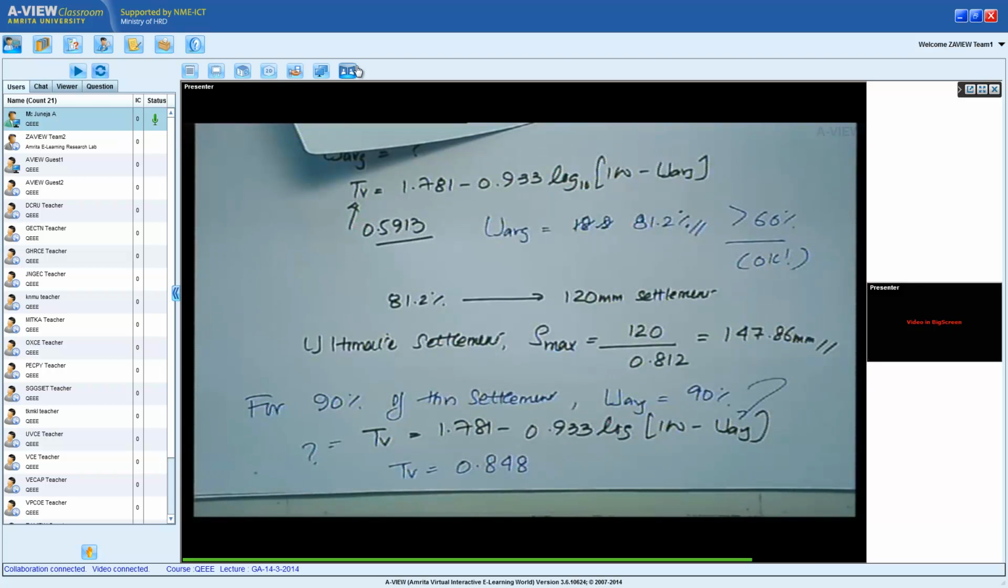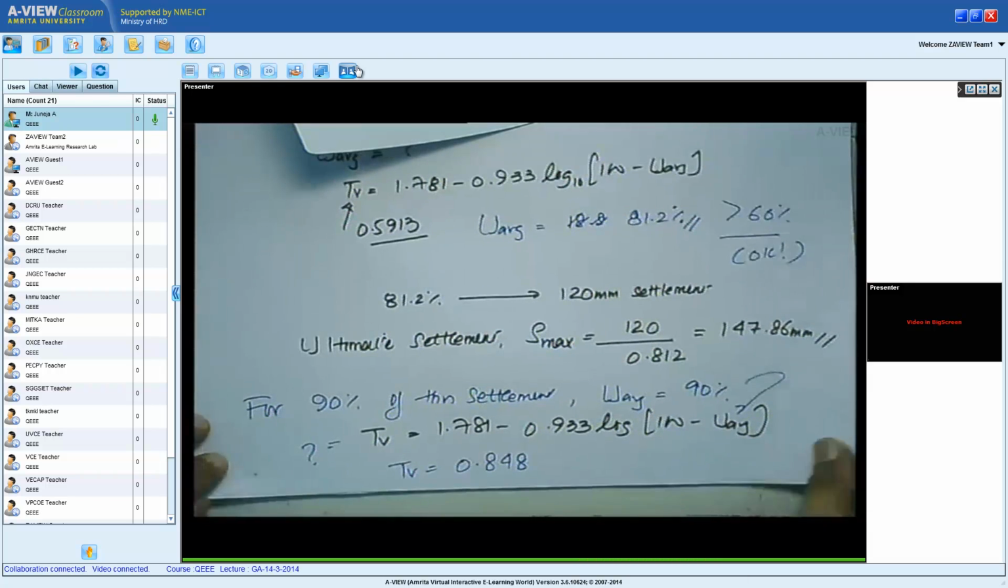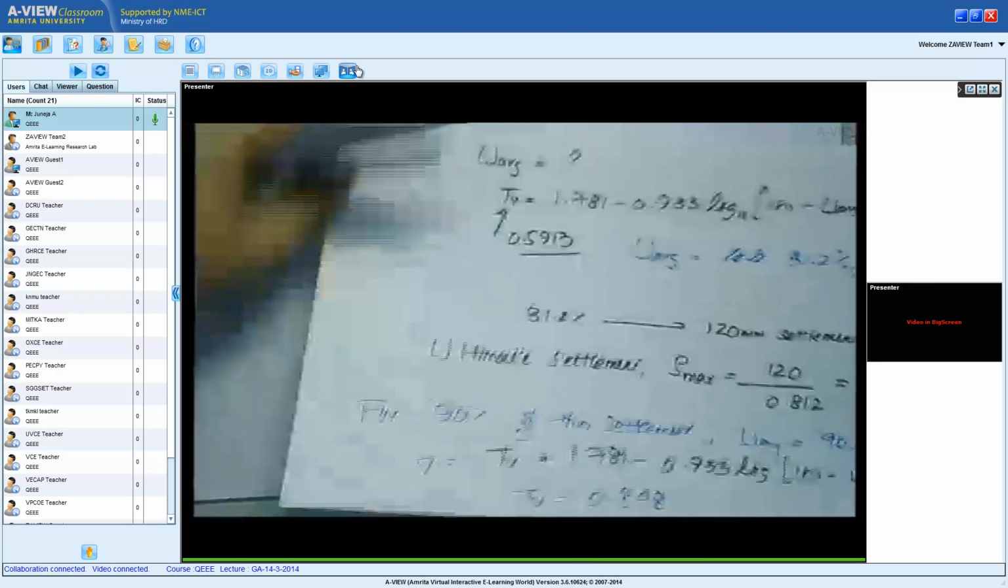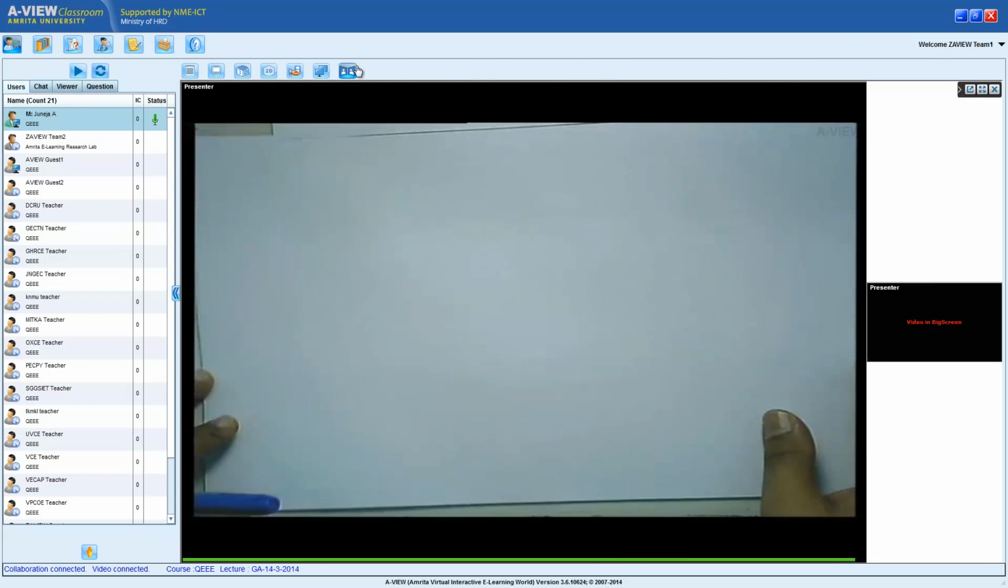If you look at the table back again on the slide, TV corresponding to 100% is in fact infinity. It's a surprising number, that it will take infinite time for 100% consolidation to occur. Now 90% is 0.848, and for most practical purposes many engineers are happy if the clay settles by 90%, they are quite happy about it.